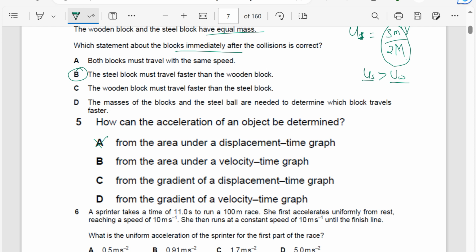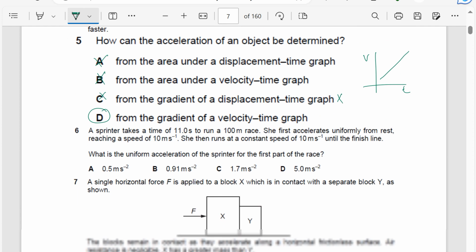From the area under the velocity time graph, this is of course displacement. From the gradient of a displacement time graph, this is velocity, so this is also out. From the gradient of a velocity time graph, so the answer is D. When you have a graph of velocity against time, the gradient is the acceleration, so the answer is D.